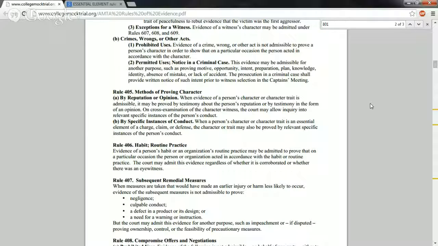So the way I would respond to that objection in intentional shooting is, Your Honor, this is a specific instance of conduct, but this is permissible character evidence, and this is a permissible method because the character trait being described is willful misconduct. And willful misconduct is an essential element of the charge at hand. That's how I would respond in intentional shooting.